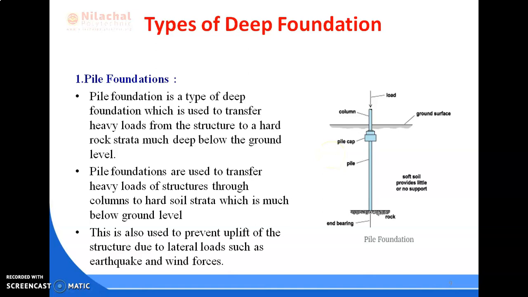So it is a much more expensive, costlier foundation. Basically, we use this type of foundation in bridges, or we can also use it in the construction of high-rise buildings. This is also used to prevent uplift of the structure due to lateral loads such as earthquake and wind forces.